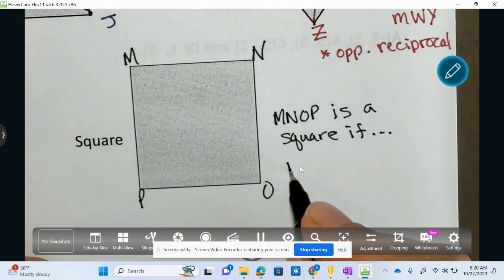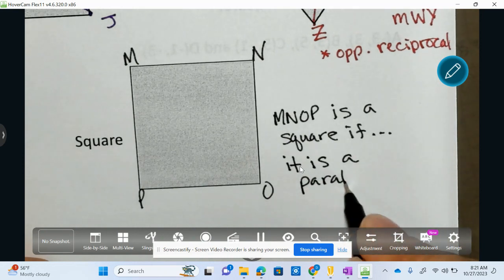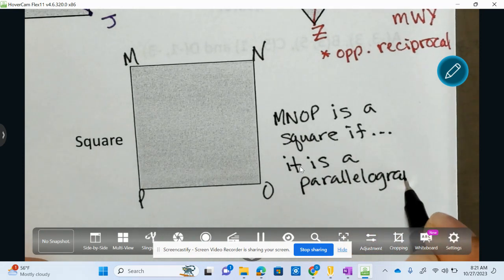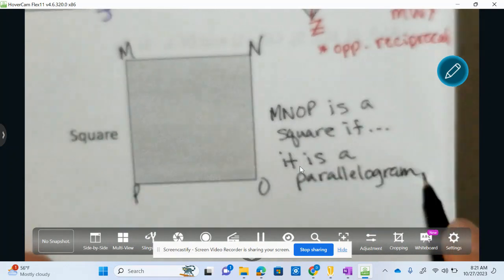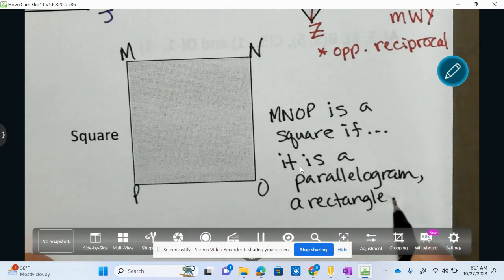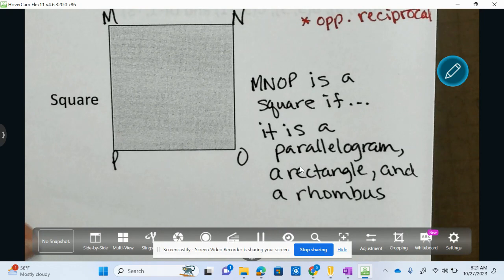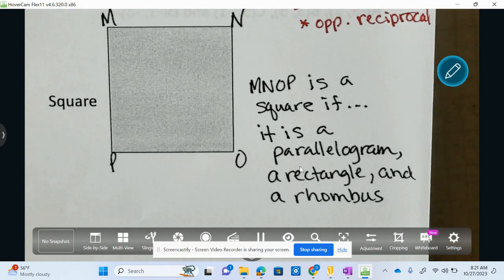What do we do to prove that we have a square? First, it is a what? Yep, first it's a parallelogram. And what? Yep, a rectangle. And what else? A rhombus. If it is not a parallelogram, then it's not any of those, right? It has to be a parallelogram first. But if it's a parallelogram and a rectangle and a rhombus, then it's a square. And that's the method that we used.